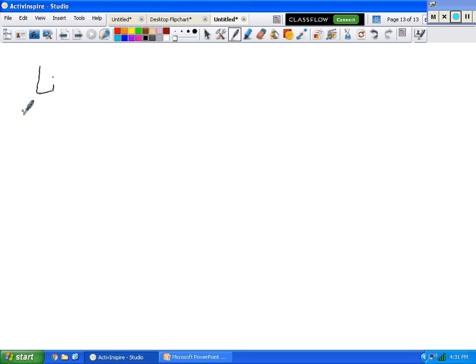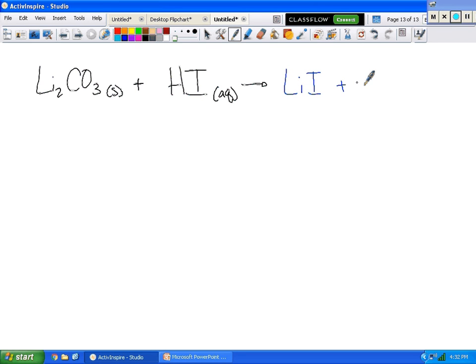Now, first of all, what would lithium carbonate be formula-wise? What's this formula, lithium carbonate? Li2CO3, very good. Plus hydroiodic acid, HI, and it actually told you that in the problem, and we know that this is aqueous. Very good. It has to. This is one of those ones that are kind of challenging. So let me show you this, because it's going to produce lithium iodide plus carbon dioxide plus H2O.